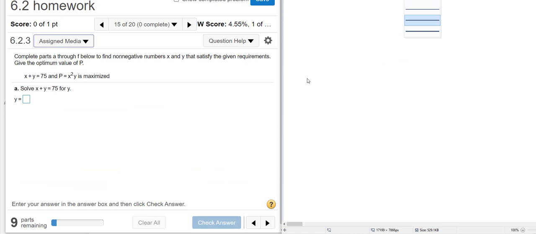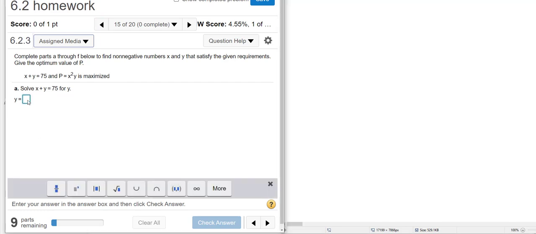Number 15, complete parts A through F below to find non-negative numbers x and y that satisfy the given requirements. Give the optimum value of p. So our constraint is x plus y is 75, and p is x squared times y. We want to maximize x squared times y.